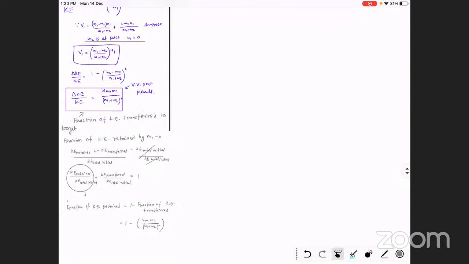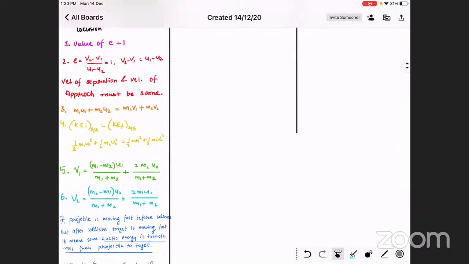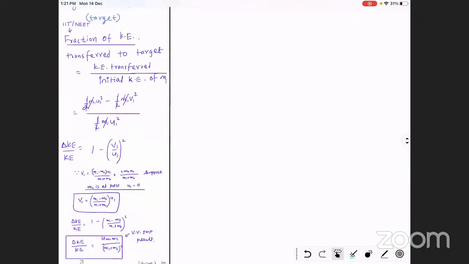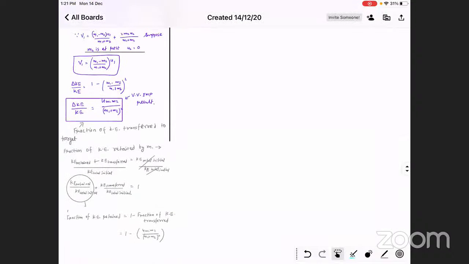I'll try to explain it again, but you copy this much. This is everything for elastic collision, almost everything. Only one important point is left. You write all these formulas, and I'll help you use them in the questions. Later I'll help you. Understood these many things? आगे बढ़े? Everyone click on yes.